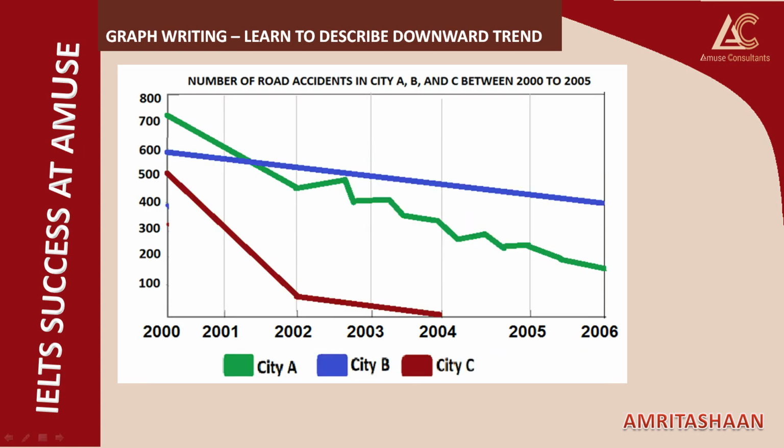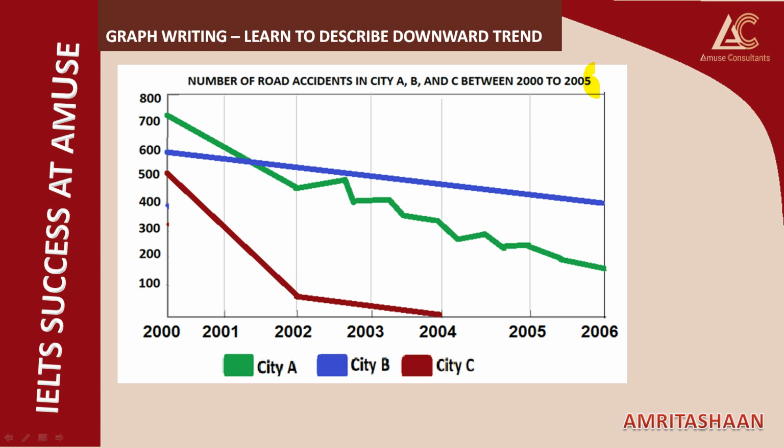Time for the second graph. Look at the information given on the graph. Number of road accidents in city A, B, C between 2005 to 2006. Yes, I need to correct it here. This is 2006. So here it is a constant fall. If we talk about city A, there is a great fluctuation, but it is a constant fall. There is unwavering fall in city B, and in city C.